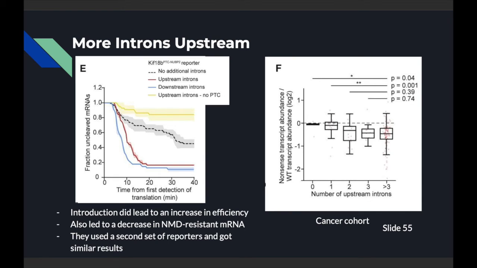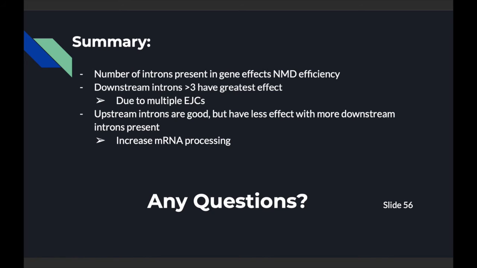They believed this showed both their models were correct and NMD is increased by a higher concentration of EJCs being present on the mRNA, as well as the change in the processing. To conclude this section, the authors found upstream and downstream introns had positive effects on NMD efficiency, so more is better as long as it doesn't mutate. Any questions?